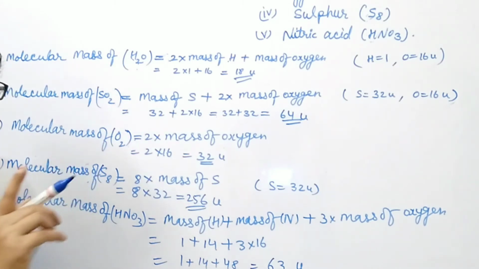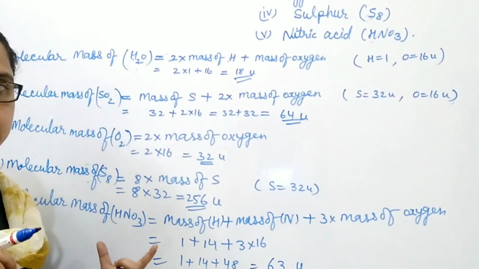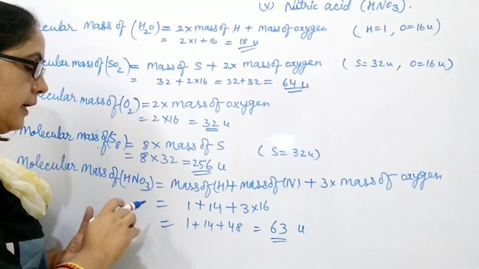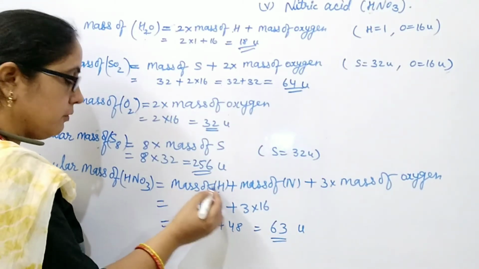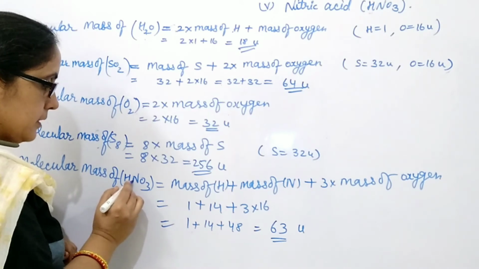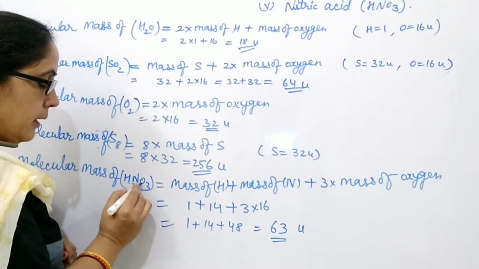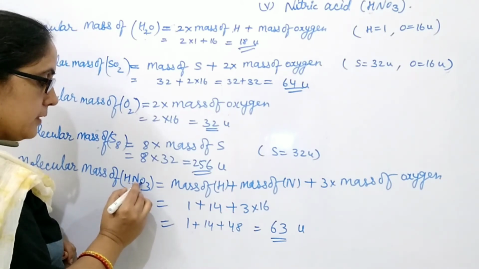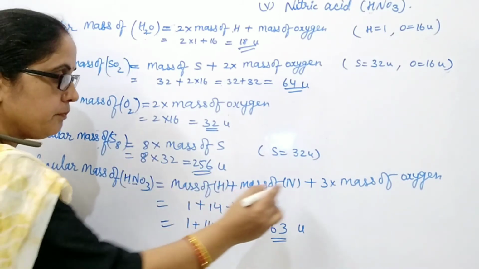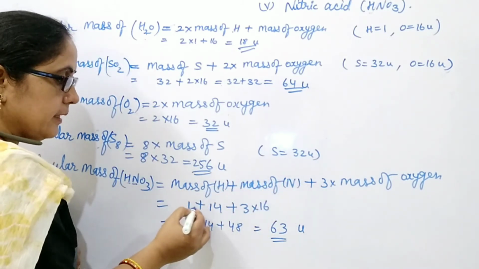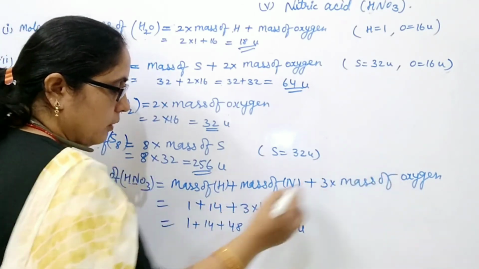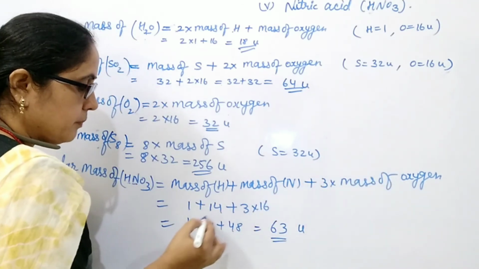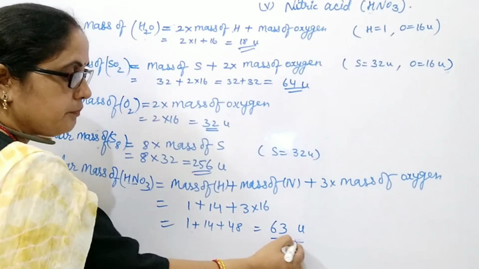Similarly, one molecule of nitric acid, the formula is HNO3, and its molecular mass is equal to the mass of one hydrogen atom plus the mass of one nitrogen atom plus 3 times the mass of one oxygen atom. The mass of one hydrogen is 1, the mass of one nitrogen is 14, and 3 times the mass of one oxygen, which is 16, and we get 63 units.